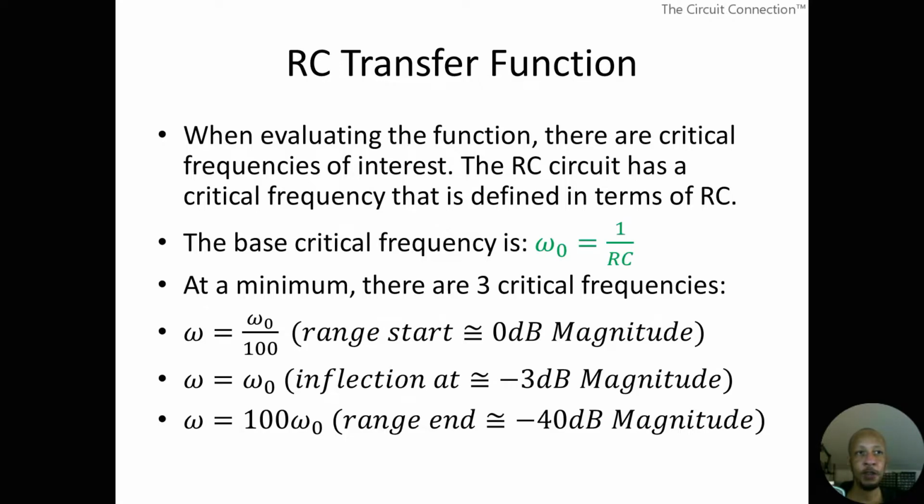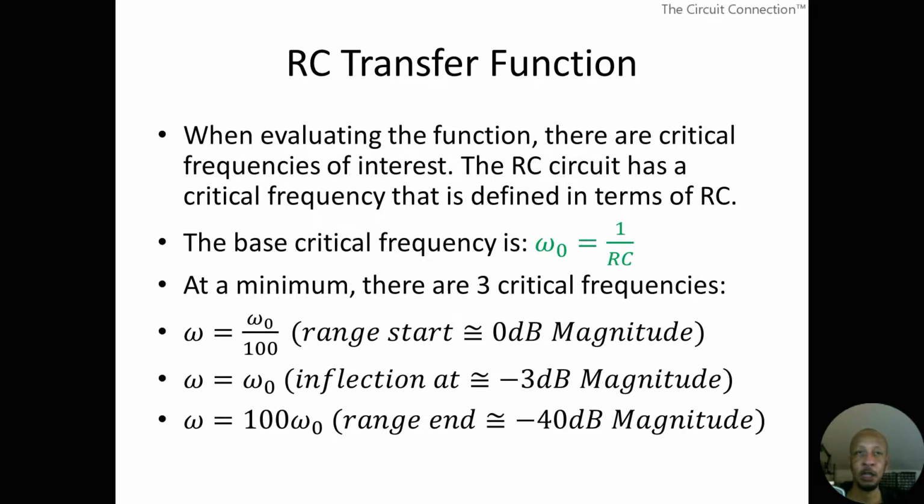Next, W equals 100 W0. That's the range end of all of this, and beyond that, it really doesn't make sense to go any further, because basically you're going to be at the end of your range, and that's correlated to about negative 40 dB in magnitude for this particular RC circuit. So at a minimum, you're going to be calculating those three frequencies for the transfer function itself.